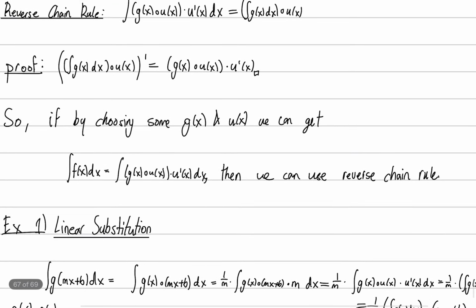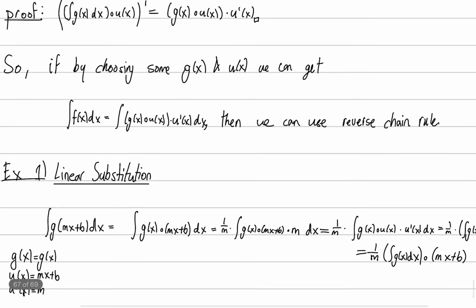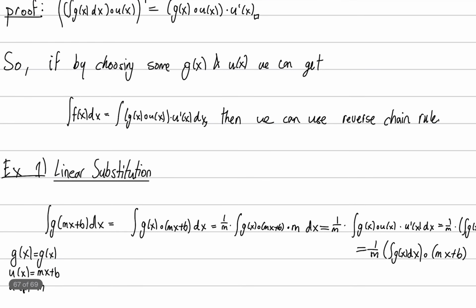So here's an example. It's a basic one, linear substitution. It's the integral of g of mx plus b dx. So obviously g of x is composed with mx plus b, right? And we want to get, all right, you notice our inner function should be u of x. U prime of x is m, right?